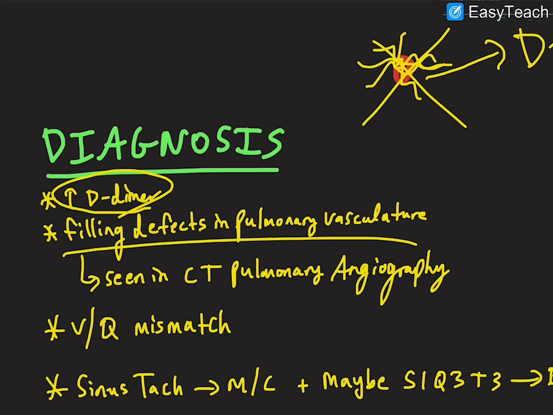And then if you would do a CT pulmonary angiography, which is really good at seeing blood flow through your pulmonary vasculature, you would see filling defects, because we have clots blocking proper blood flow. So of course that would make sense. You would see defects if you did a CT pulmonary angiography, okay?